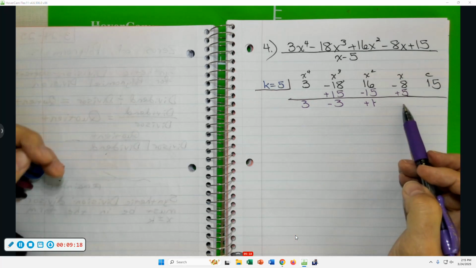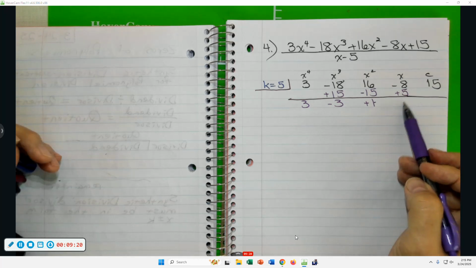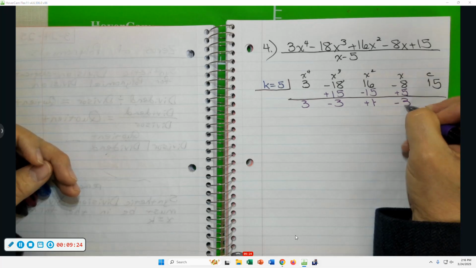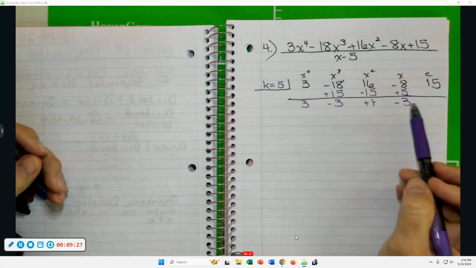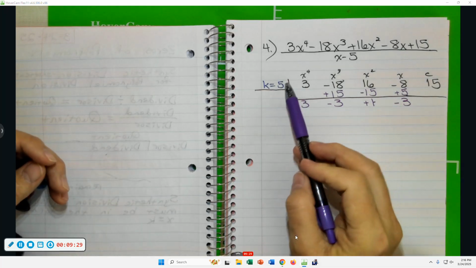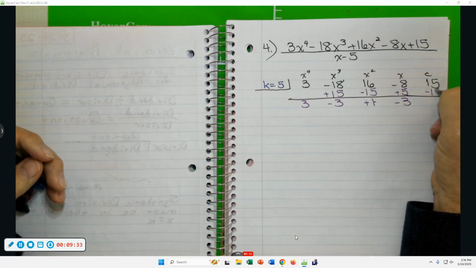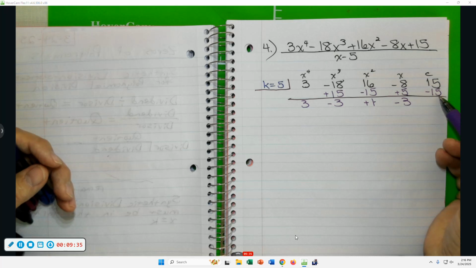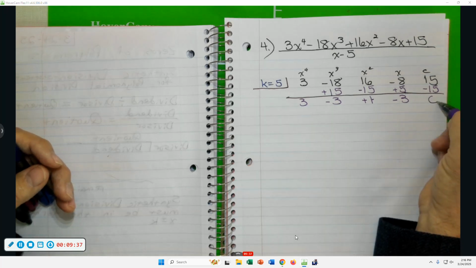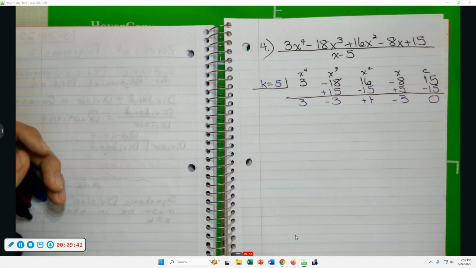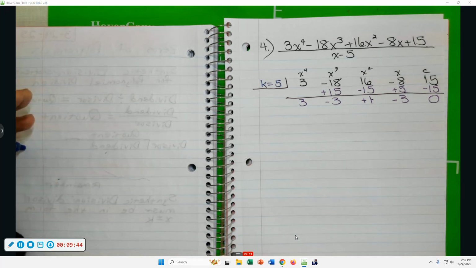What are we going to have down here? Okay, negative 8 plus 5. I agree with that. Negative 3. Negative 3 times 5 gives us a negative 15. 15 minus 15, that last number there is 0. There's no more numbers to bring down and multiply, so you're through with the process.